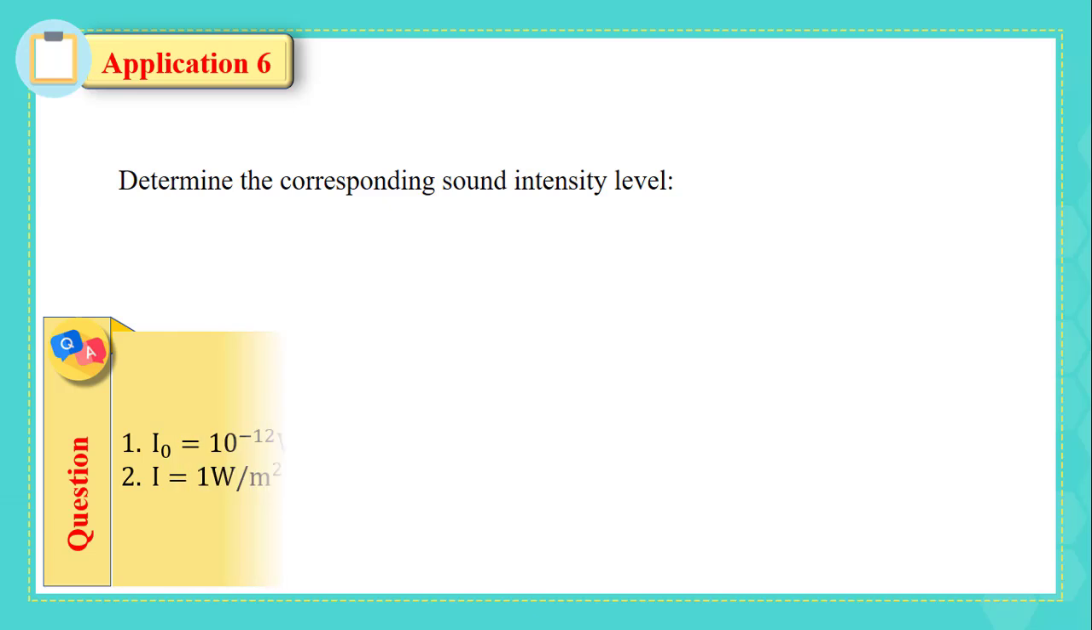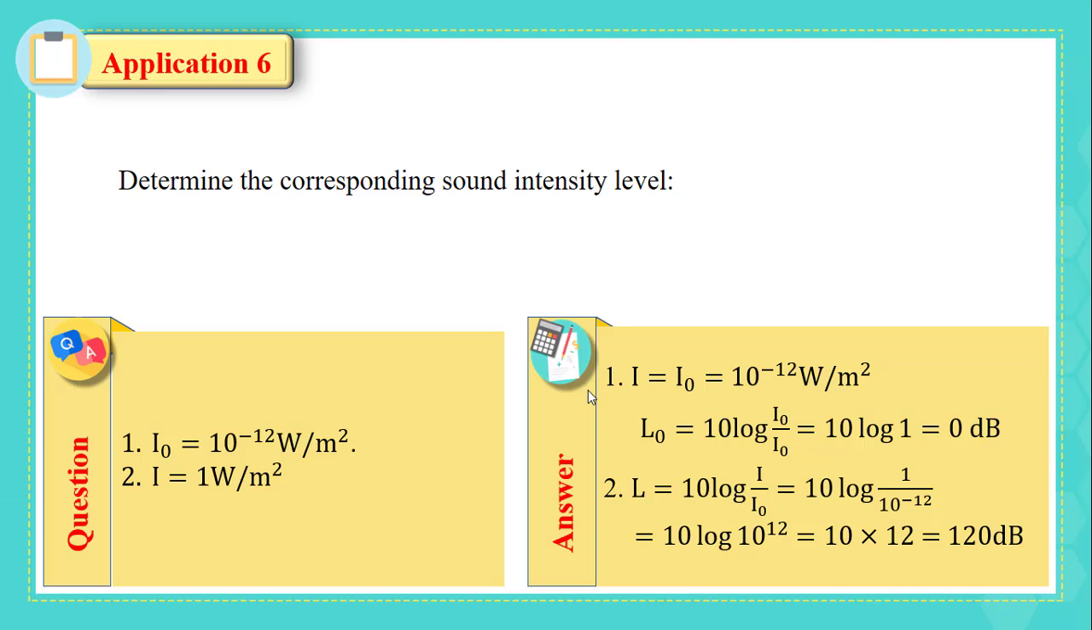Determine the corresponding sound intensity level for I0, which is equal to 10 power minus 12 watt per meter squared, and which corresponds to the threshold of hearing, and for I, which is equal to 1 watt per meter squared, corresponding to the threshold of pain. To find the sound intensity level, we have to use the formula L is equal to 10 log I divided by I0. But in this case, we have to find the sound intensity level corresponding to the threshold of hearing, which is defined by L0.